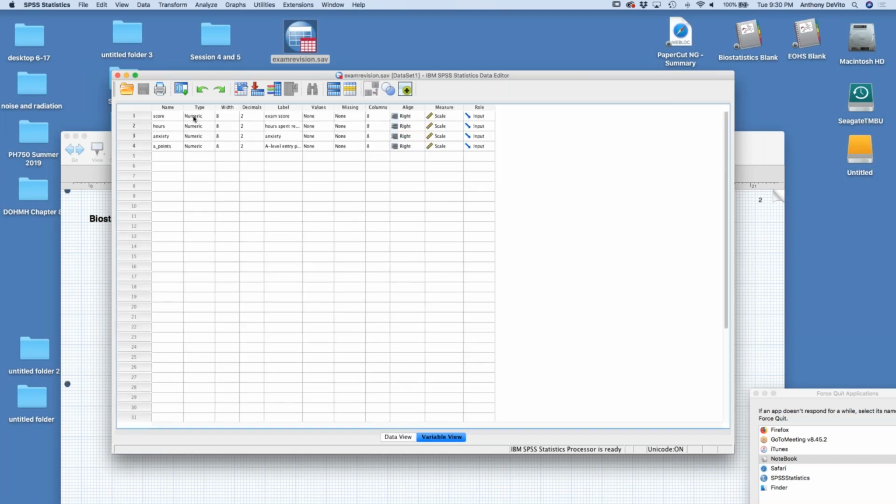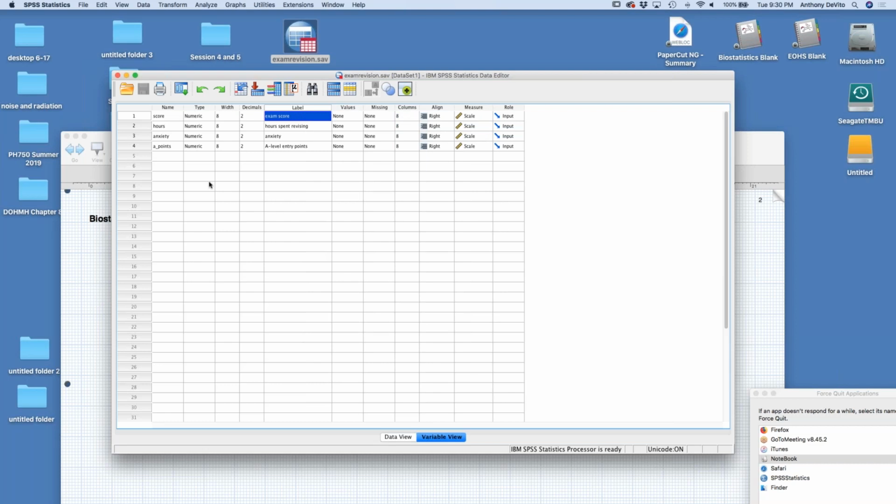Our variables are a score, which is the score on an exam that students are taking. Hours are hours spent revising, or in other words, studying for this exam. Maybe over the course of a month or something like that. Maybe it's a presentation of some kind, maybe it's a capstone.